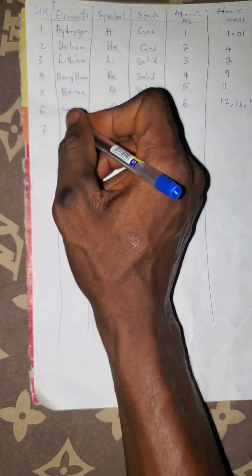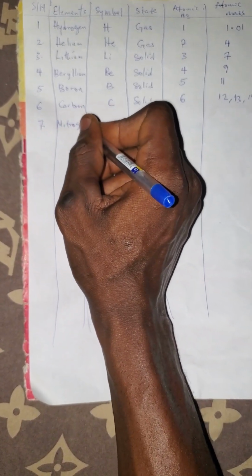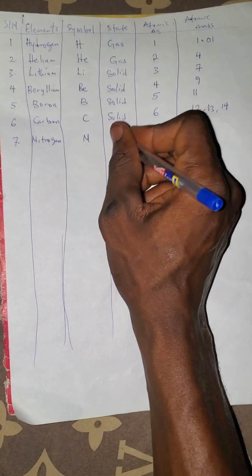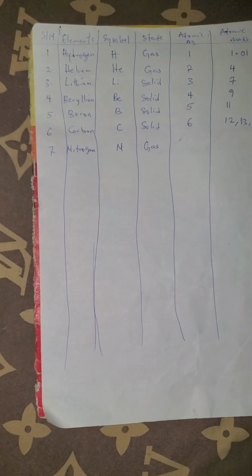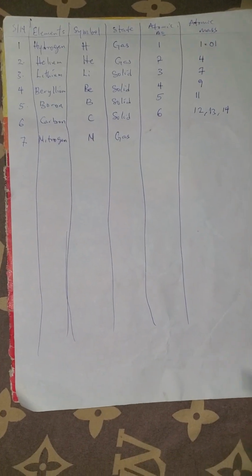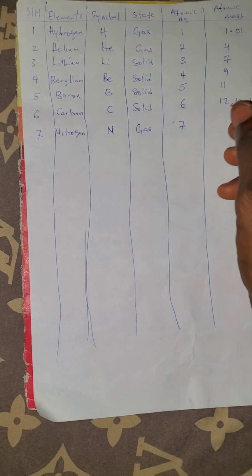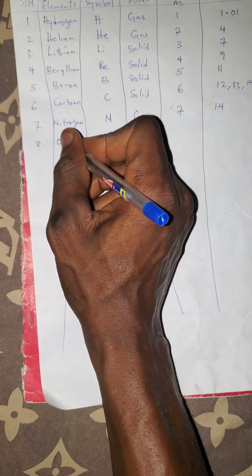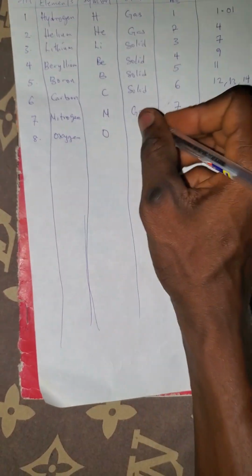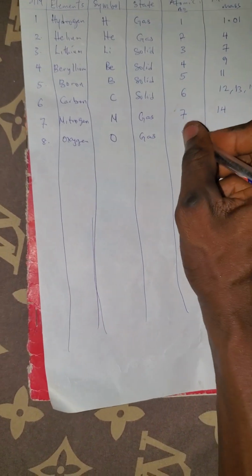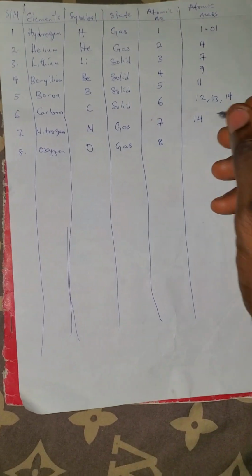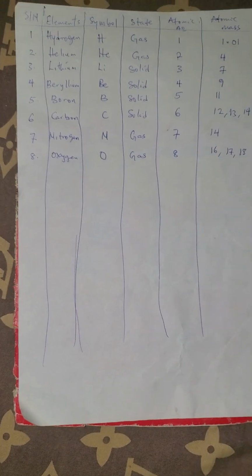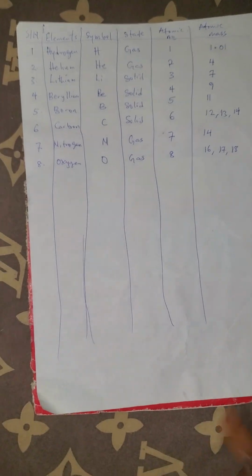Now number 7. We have nitrogen. Nitrogen, the symbol is N, and nitrogen is gaseous in state. And at the same time, nitrogen has the atomic number to be 7, and the atomic mass will be 14. Number 8, we have oxygen. Oxygen is O, is also gaseous in state. Atomic number to be 8, and the atomic mass to be 16. Oxygen as well can also have it to be 17 sometimes, and sometimes 18.